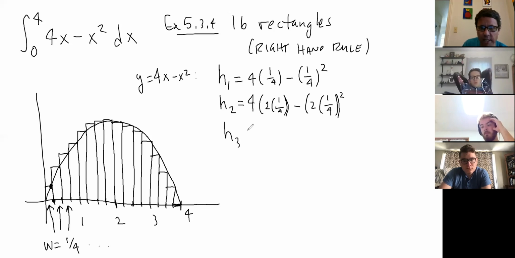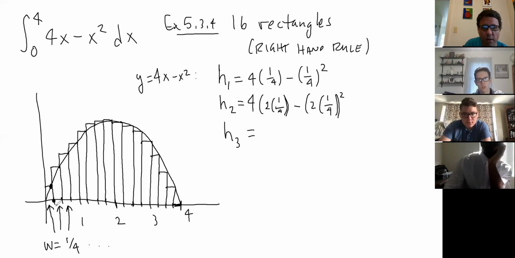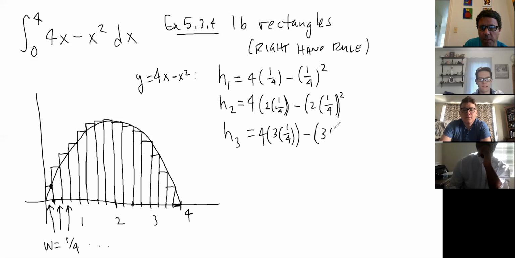All right, H3. So what value is the x we're plugging in for the third height? 3 times 1/4. There we go. So we have 3/4. So I'll go 4 times 3 copies of a 1/4, or 3/4. And this will be 3 copies of a 1/4. I'm just plugging in the same thing in both cases because it's x, 4x, and x squared. So those will look the same.